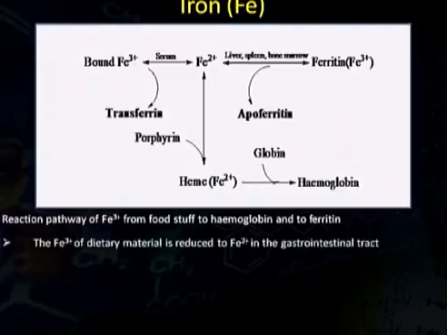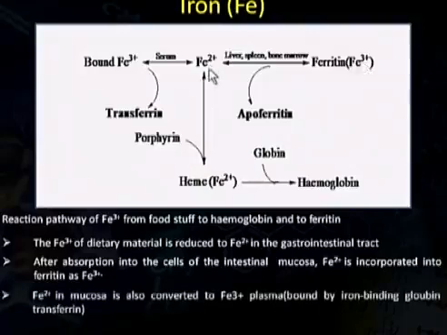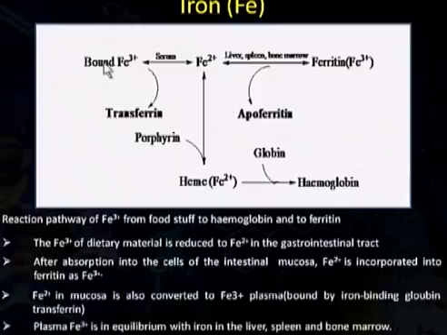This is the reaction pathway of ferric from foodstuff to hemoglobin and to ferritin. First of all, the ferric present in the dietary material is reduced to ferrous in the gastrointestinal tract. After absorption into the cell of the intestinal mucosa, this ferrous is incorporated as ferritin. Ferrous in mucosa is also converted to Fe3 positive, that is ferric plasma, which is bound by iron binding globin, that is transferrin. Plasma Fe3 positive is in equilibrium with iron in liver, spleen and bone marrow.